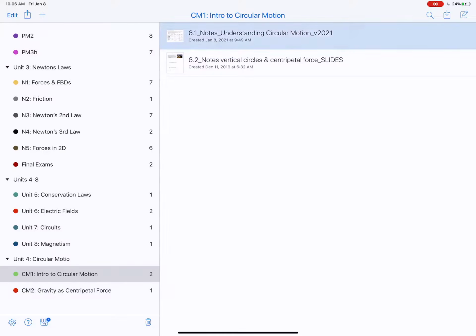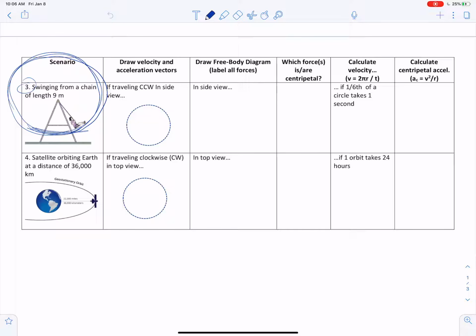So with that in mind, let's break this one down. Let's draw the velocity and acceleration vectors. So if the girl was traveling counterclockwise in side view, we're again looking this way. That's counterclockwise. So let's put the girl here. She's kind of at this part of the circle. And her velocity would be this way, which is tangent to the circle. It's kind of always like that.